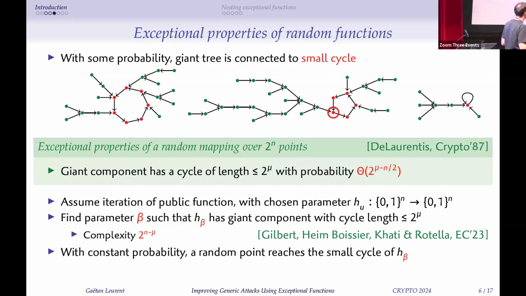And how can you use this? Well, it's useful if you have not a single public function, but a family of functions with some parameter, and if the parameter is chosen by the adversary. In this case, what the adversary can do is try many different parameters, measure the size of the cycle in the main component, and select a specific parameter so that the main cycle is small. This was proposed by Gilbert, Heim, Boissier, Carlet, and Rotella at Eurocrypt last year. They show that the complexity to find a good parameter is about 2^(n-μ), where μ is the length of the cycle that you're looking for. And they use this for cryptanalysis.